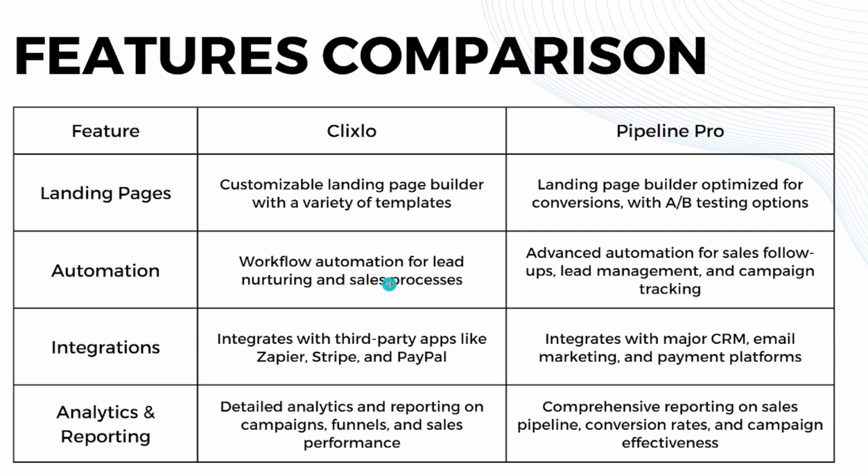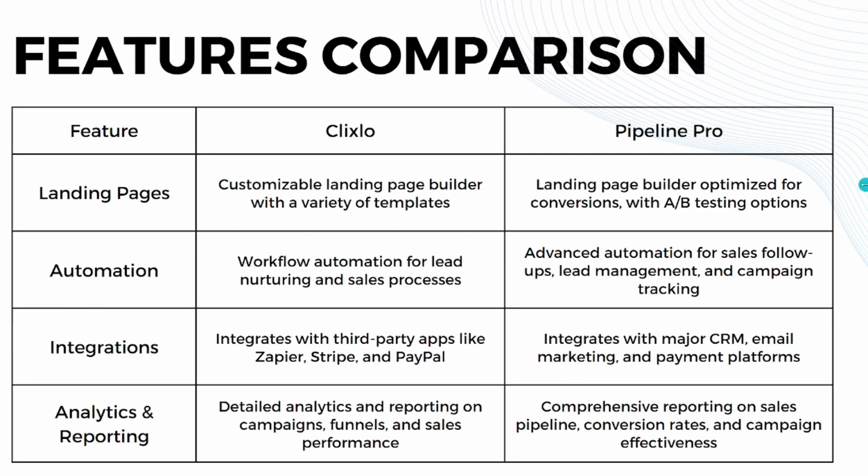And when we talk about automation, Clixlo has workflow automation for lead nurturing and sales processes, while Pipeline Pro has advanced automation for sales follow-ups, lead management, and campaign tracking. And when we talk about integration, Clixlo integrates with third-party apps like Zapier, Stripe, and PayPal, while Pipeline Pro integrates with major CRM, email marketing, and payment platforms. And lastly, for analytics and reporting, Clixlo has detailed analytics and reporting on campaigns, funnels, and sales performance, while Pipeline Pro has comprehensive reporting on sales, pipeline, conversion rates, and campaign effectiveness. So yes, that's it for the simple features comparison.